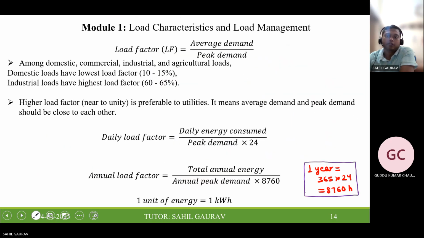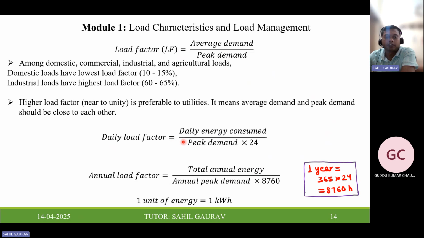Then coming to the load characteristics and load management module, where we have seen several expressions. The first one is load factor, that is the ratio of average demand upon peak demand. Among domestic, commercial, industrial and agricultural loads, domestic loads have the lowest load factor, between 10 to 15%, while industrial loads have the highest load factor, 60 to 65%. A higher load factor near unity is preferred by utilities. It means average demand and peak demand should be close to each other.